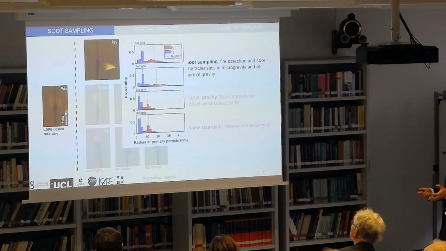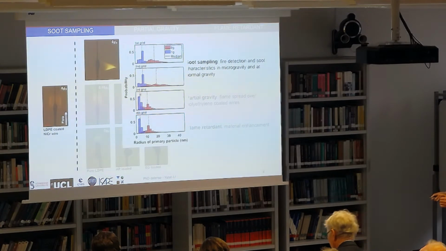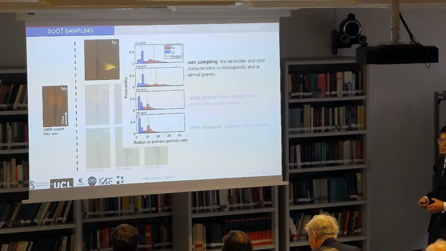After the sampling and analysis, it seems that there is a big difference between the soot particles sampled in microgravity, presented in red color, compared to the soot particles sampled at normal gravity in blue color. And now we will check it together. How can we find it?